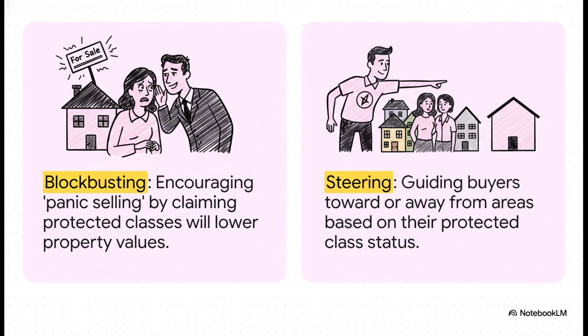Okay, let's clear something up. Two illegal practices that people mix up all the time are blockbusting and steering. Here's the simple way to keep them straight. Blockbusting is all about putting fear into sellers. It's that whole, hey, you better sell now before they move in thing. Steering, on the other hand, is about limiting the choices for buyers. It's like saying, oh, you're probably more comfortable over in this neighborhood. Both of them are massive fair housing violations.